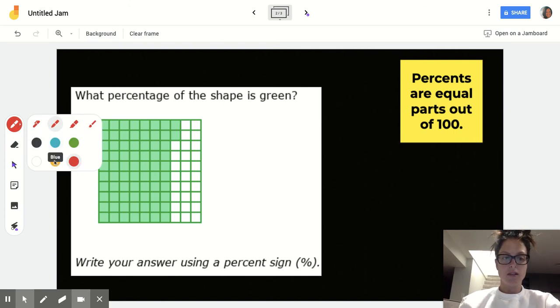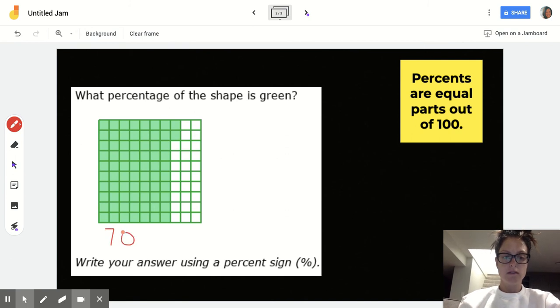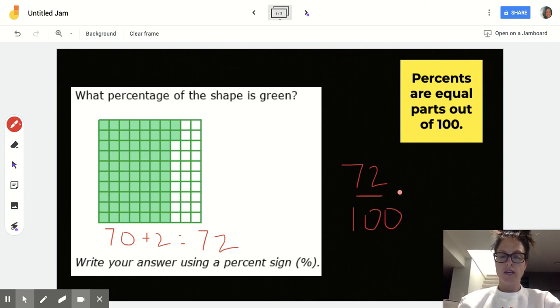I have 70 plus how many more? 1, 2. So all together, when I add 70 plus 2, I get 72. And I know I have 100 squares all together. So as a fraction, I can say this is 72 out of 100, which equals 72%.